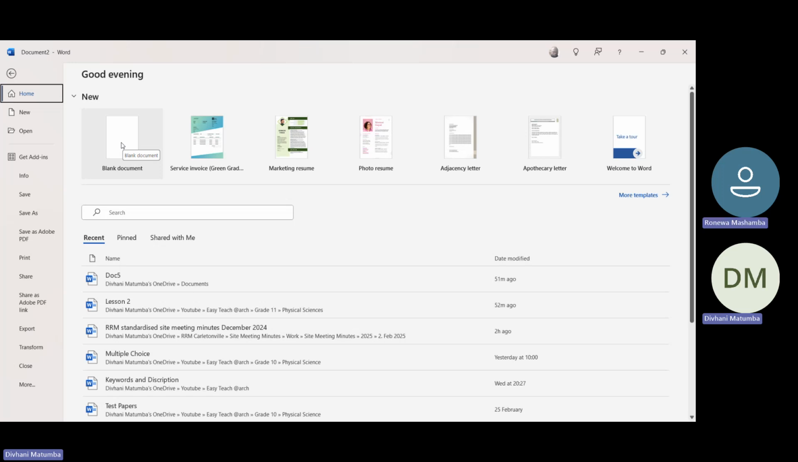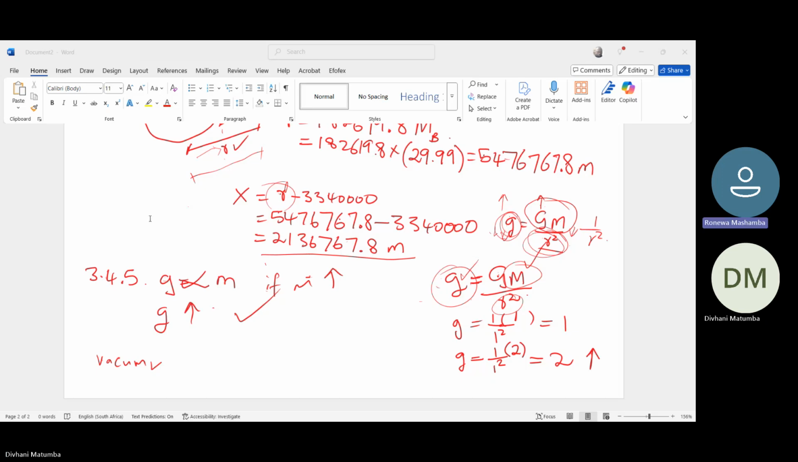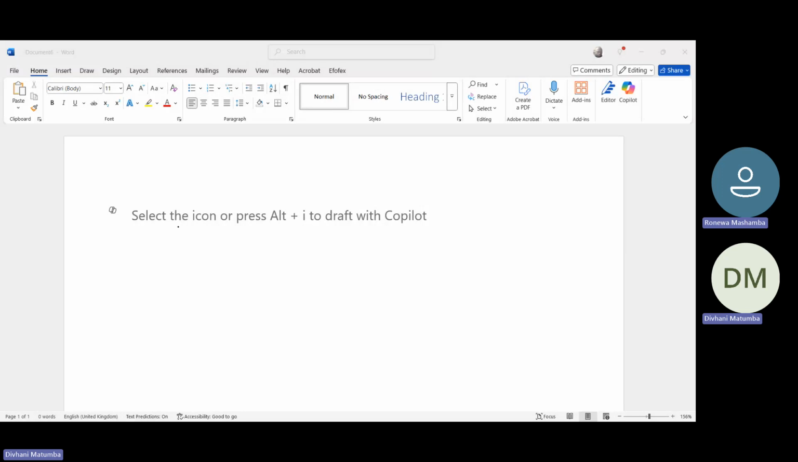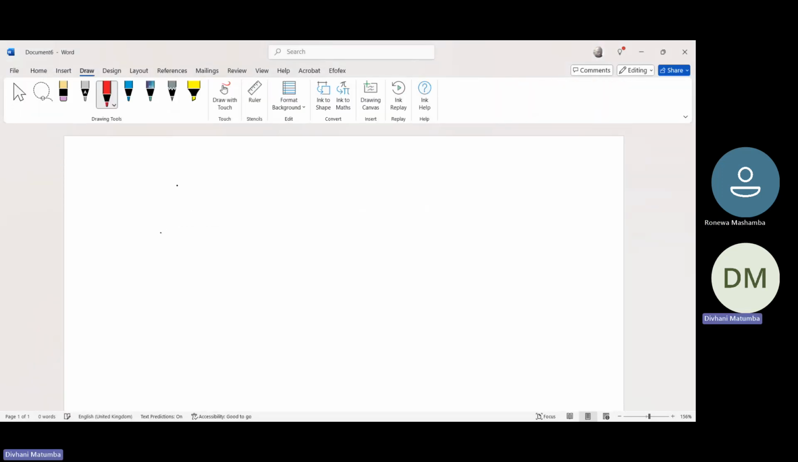Under weightlessness, however, let me reshare the screen. I just want to show you some examples where you have weightlessness. Okay. Can you see the screen? Yes, sir.